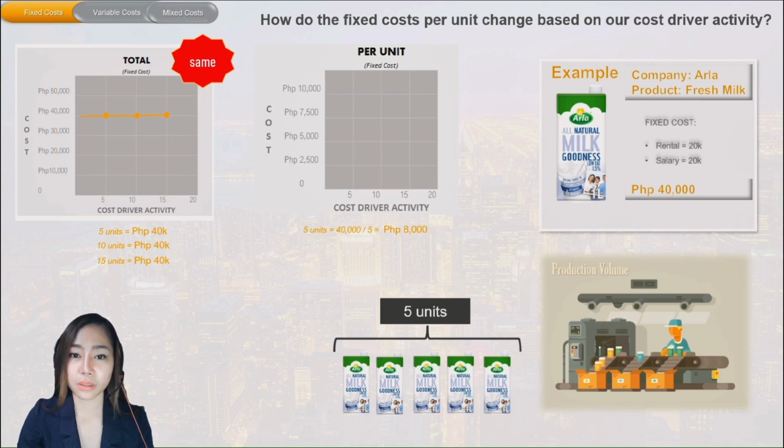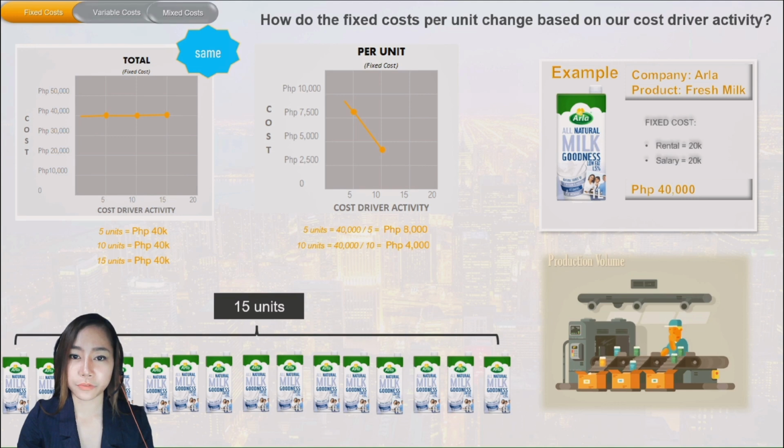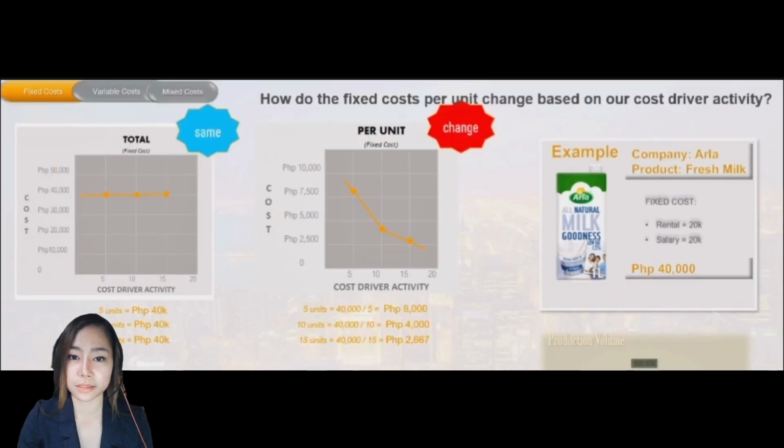So it's 40,000 divided by 5 units equals 8,000. So if we have 10 units, then the fixed cost will spread over 10. So 40,000 divided by 10 equals 4,000. And so if we produce 15 units, then 40,000 divided by 15 equals about 2,667. Okay, so as you can see, the fixed cost, if calculated per unit, changes, and that's the fixed cost.